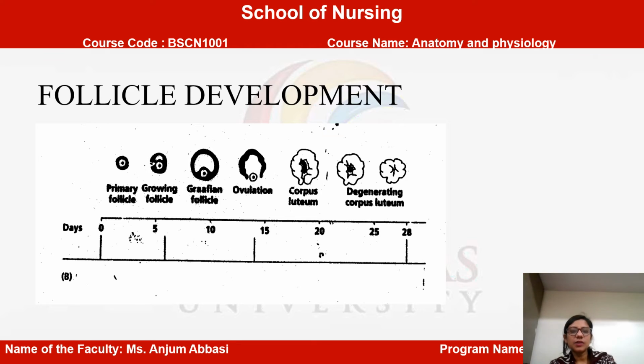In this slide, students, you can see follicle development. Primarily, it will be a primary follicle, then it will be growing by the 5th day, turning into the growing follicle, and ultimately it will become the Graafian follicle. Next, at 14 days, the ovulation process will start, then the corpus luteum forms, and after that it will degenerate. If it is not met with the sperm, degenerative changes will occur there, and it will be ready for coming out of the body in the form of bloody discharge.